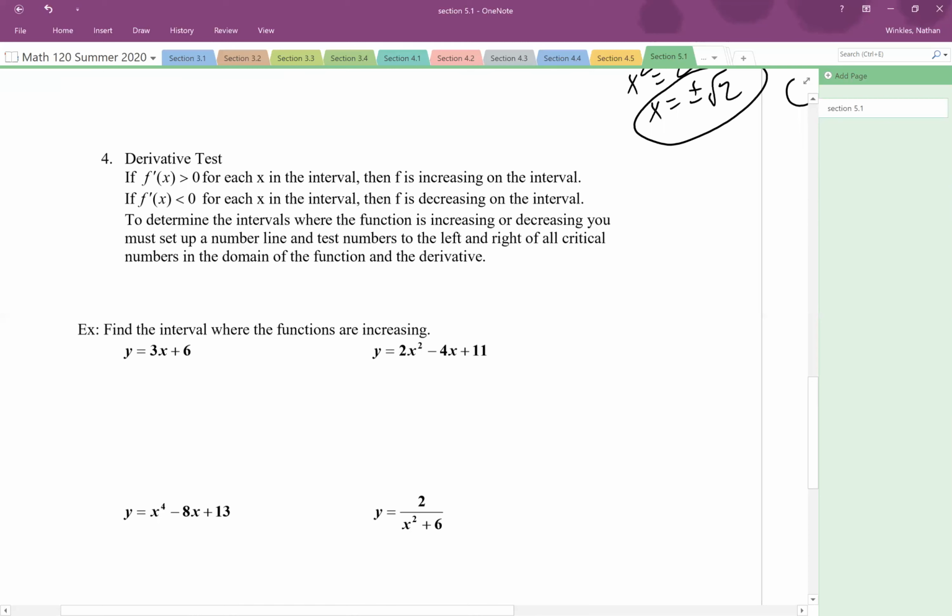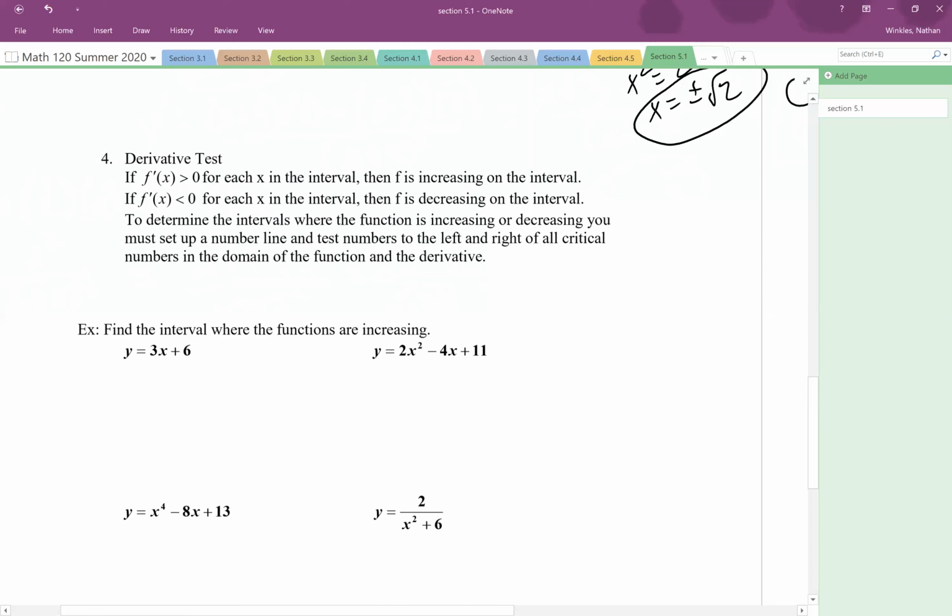So that's if we were just wanting to find critical numbers. Well, we've got to know what we are going to do with critical numbers. The whole thing behind critical numbers is they're like endpoints of intervals. They kind of give us stopping points where we switch between something. So if f prime of x is greater than 0 for each x in the interval, then f is increasing on the interval. If f prime of x is less than 0 for each x in the interval, then f is decreasing on the interval. To determine the intervals where the function is increasing or decreasing, you must set up a number line and test numbers to the left and right of all critical numbers in the domain of the function and the derivative.